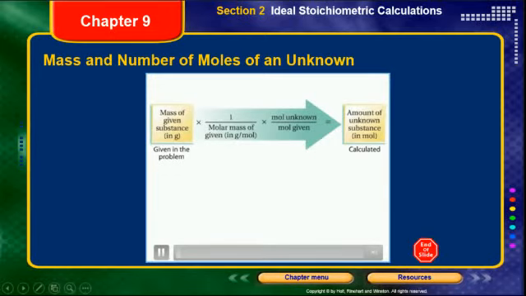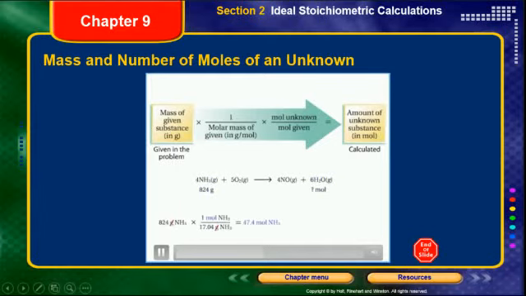3 pieces of information are needed to calculate the moles of an unknown based on the mass. The mass of the given substance, the molar mass of the given substance, and the mole ratio of the 2 substances. For example, how many moles of water are produced as a result of the reaction of 824 grams of ammonia in the presence of oxygen to form nitrogen oxide?